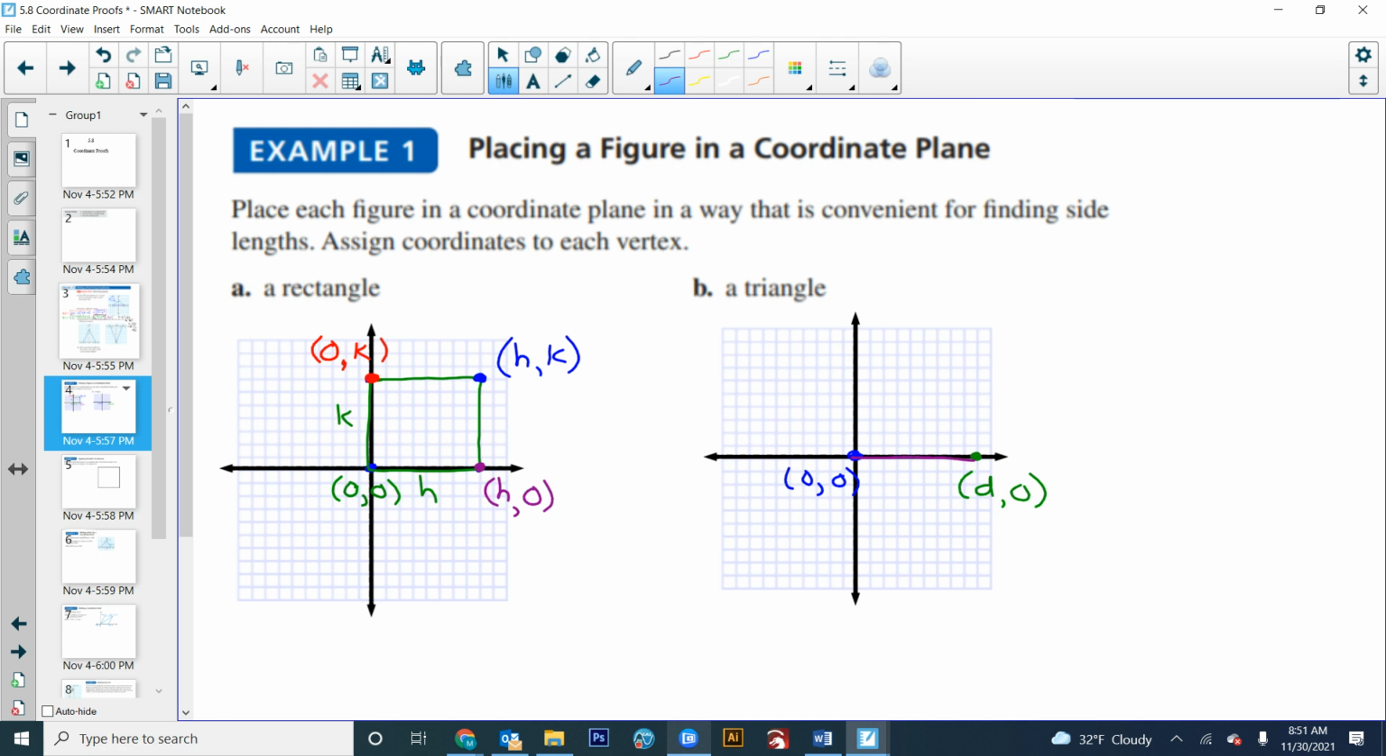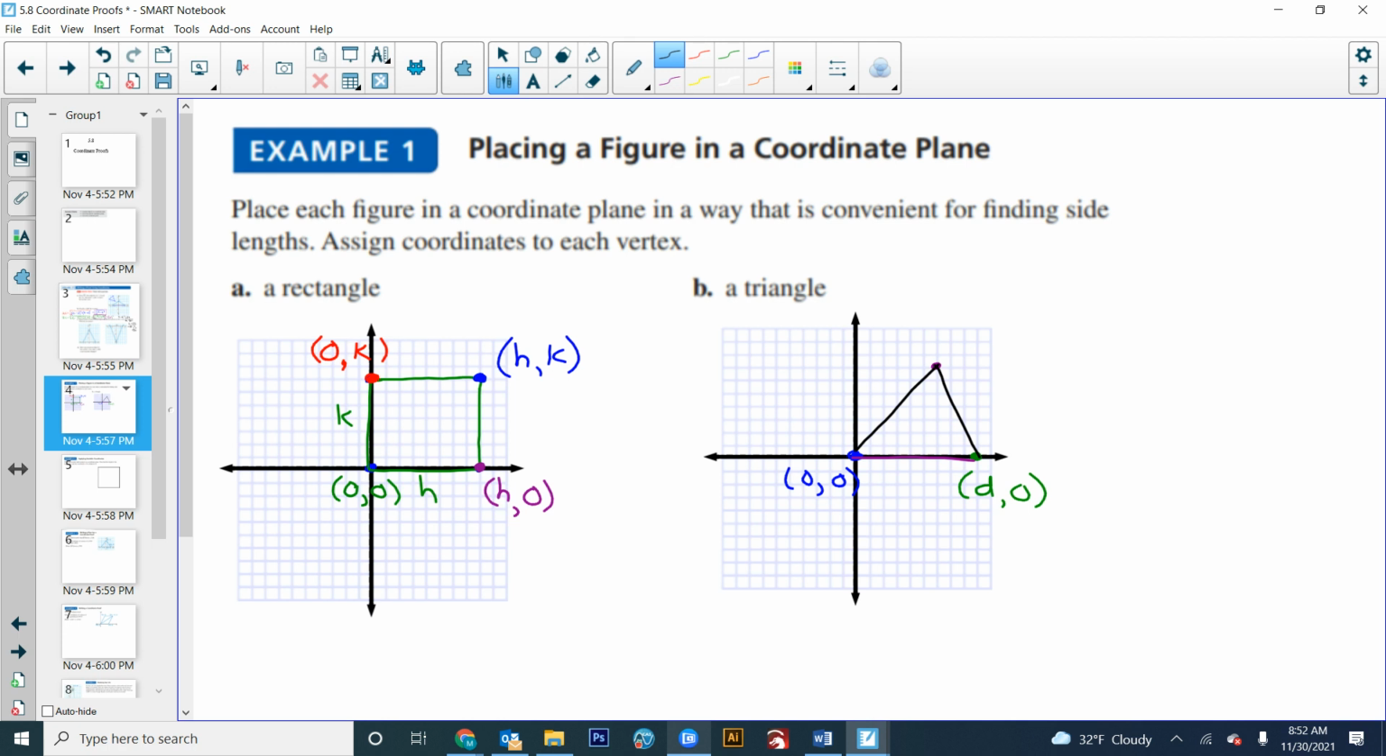All right. Now, did it say it's a right triangle? Did it say it's isosceles? Did it say it's equilateral? No. So we're just going to create some points. And you could put it there. You can put it there. It doesn't really matter as far as height because we're going to call it something generic.